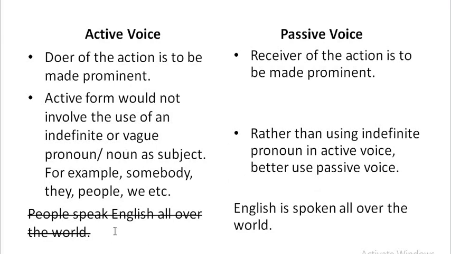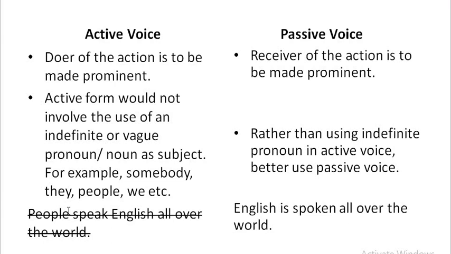Now let us take one example. People speak English all over the world. Now here this people is an indefinite pronoun. This is a vague pronoun. All right, not sure who the person is. Anyone can be there. So people speak English all over the world. All right, so all people. So you don't know who. It's the same way as somebody, they, people, not sure. You cannot specify anyone. So in that case, they are indefinite or vague pronouns.